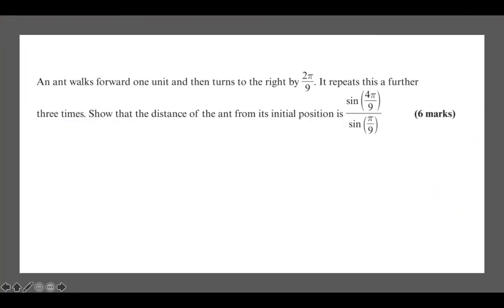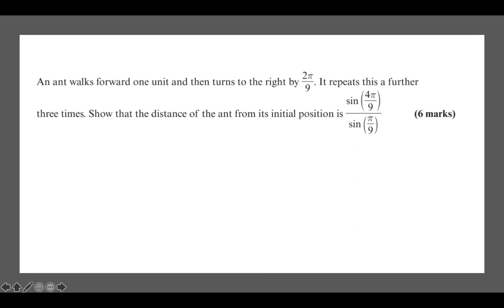Okay, so an ant walks forward 1 unit and then turns to the right by 2π/9 radians. It repeats this a further 3 times. Show that the distance of the ant from its initial position is as given.